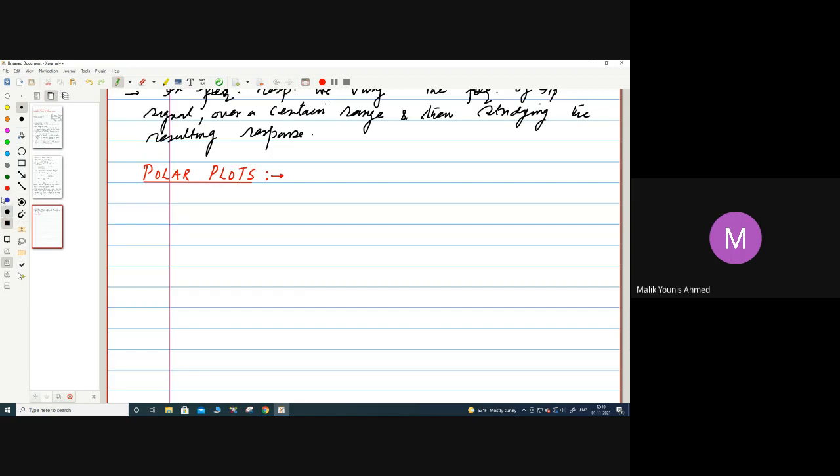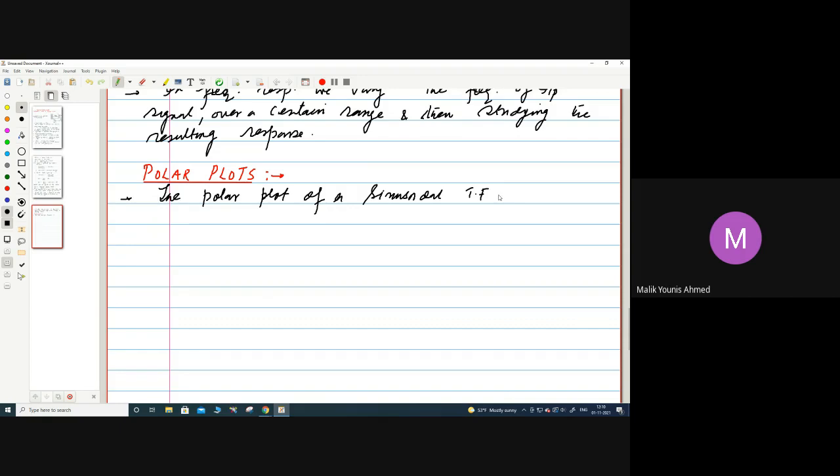Now have a look. What is this polar plot? The polar plot of a sinusoidal transfer function. Now I am using the word sinusoidal, whereas I was using transfer function earlier, because I am giving sinusoidal inputs to it. I am expecting a sinusoidal response of the same frequency, where the amplitude and the phase angle will also vary. So I will write here: the polar plot of a sinusoidal transfer function.